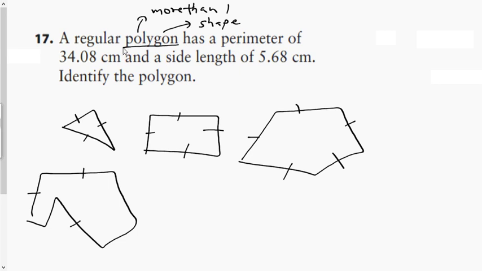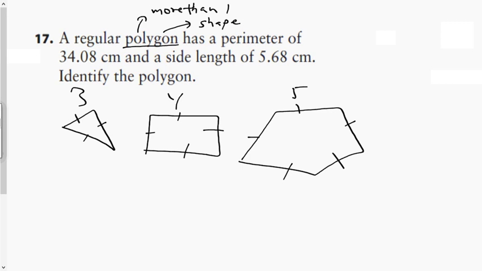Oh, I made this mistake on the elephant. I'll erase the elephant. One thing is true, is that all of the sides in a polygon are going to have the same length. Okay? Identify the polygon. Go ahead and try that.